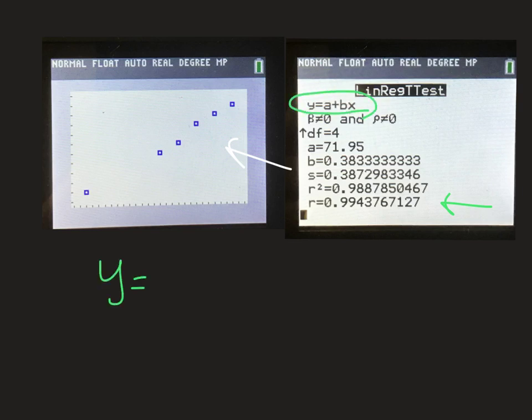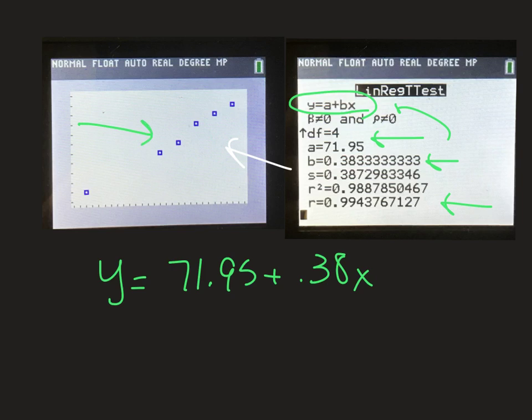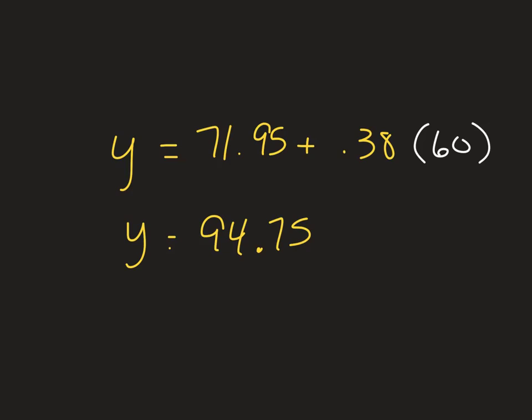If you notice, your calculator gives you a and b. So my equation is going to look like this: 71.95 plus 0.38x. Just substitute them right in there. So there's your regression line. That's what they want, the equation of the regression line. So part A asks for the scatter plot, there it is, and the equation of the regression line, there it is. Part B asks you to find R.